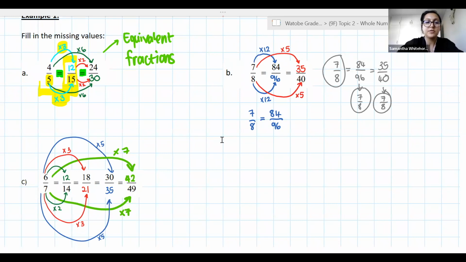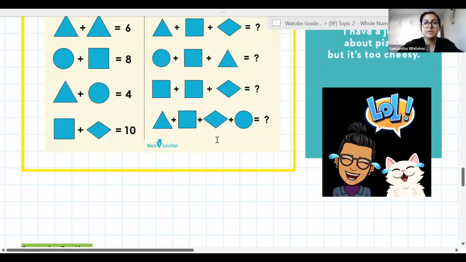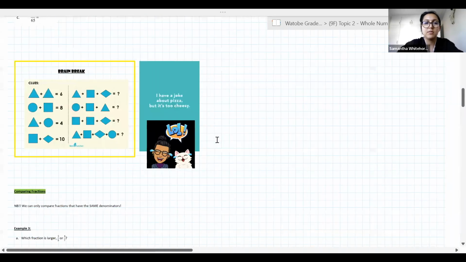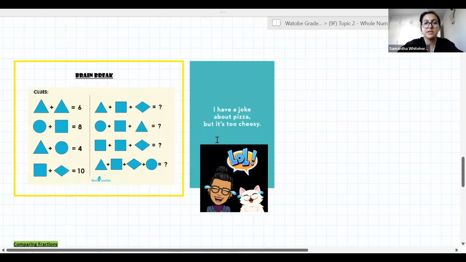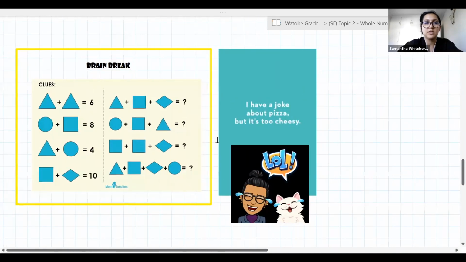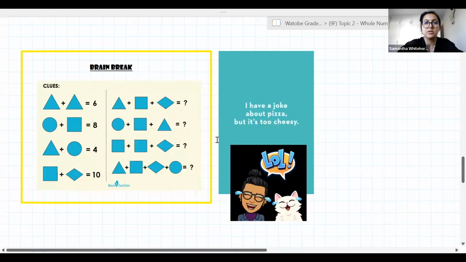Right, I'm assuming we all have screenshots. Let's have a look. Whoopsie. Let's have a look at our brain break for today. You always get a joke with a brain break, whether you want it or not.